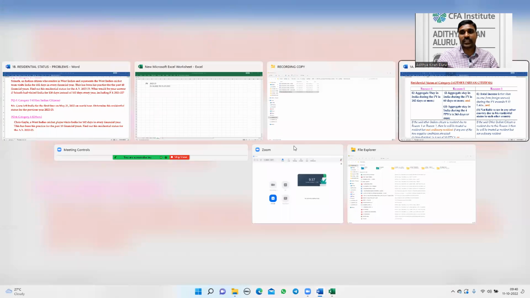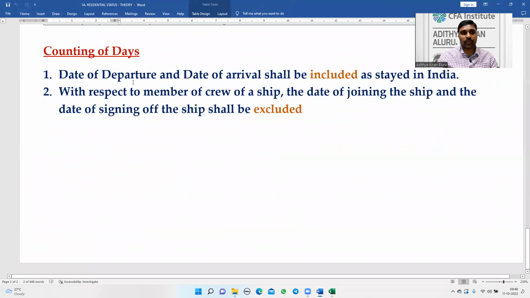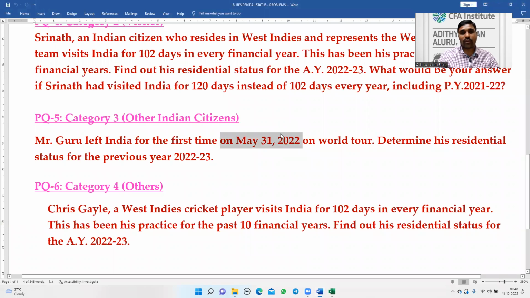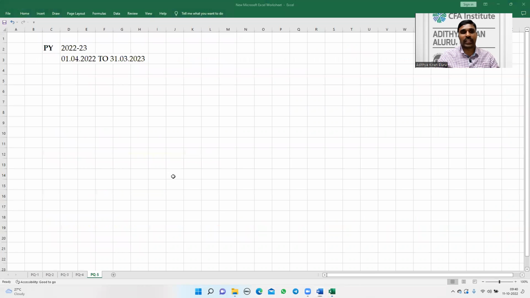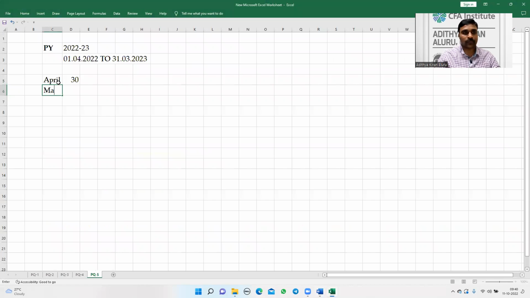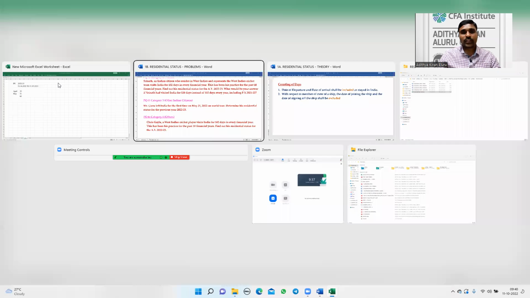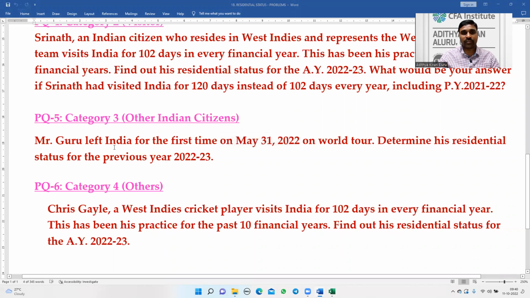As we discussed in the previous lectures, the date of departure shall also be treated as included in India. Therefore, we have to count till May 31st. His stay in India is April 30 days and May 31 days. That's it. So his total stay in India is only 61 days.